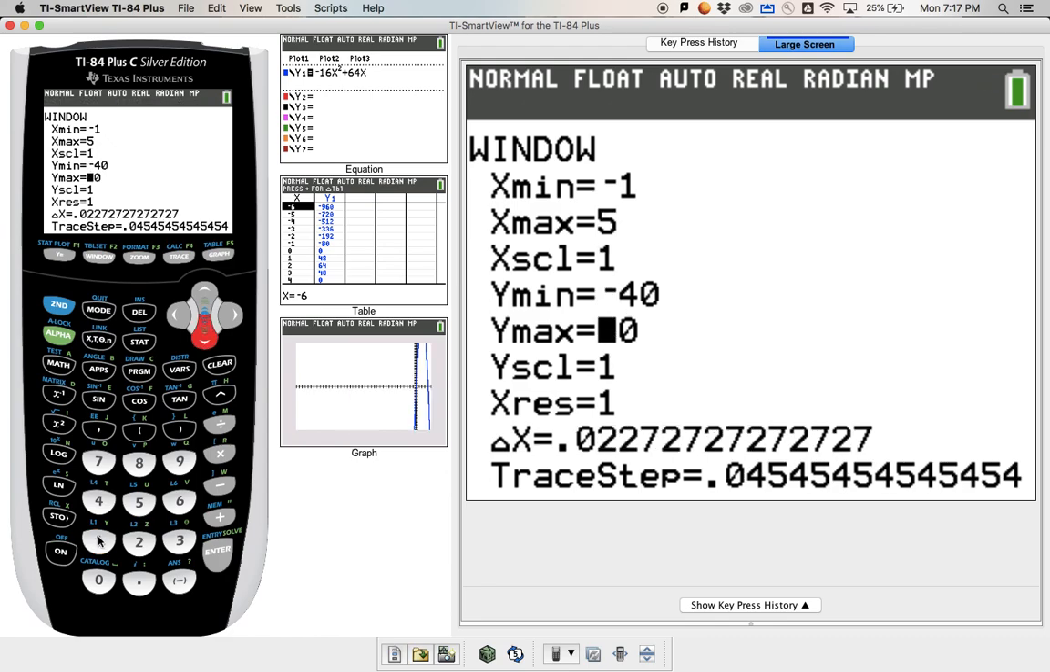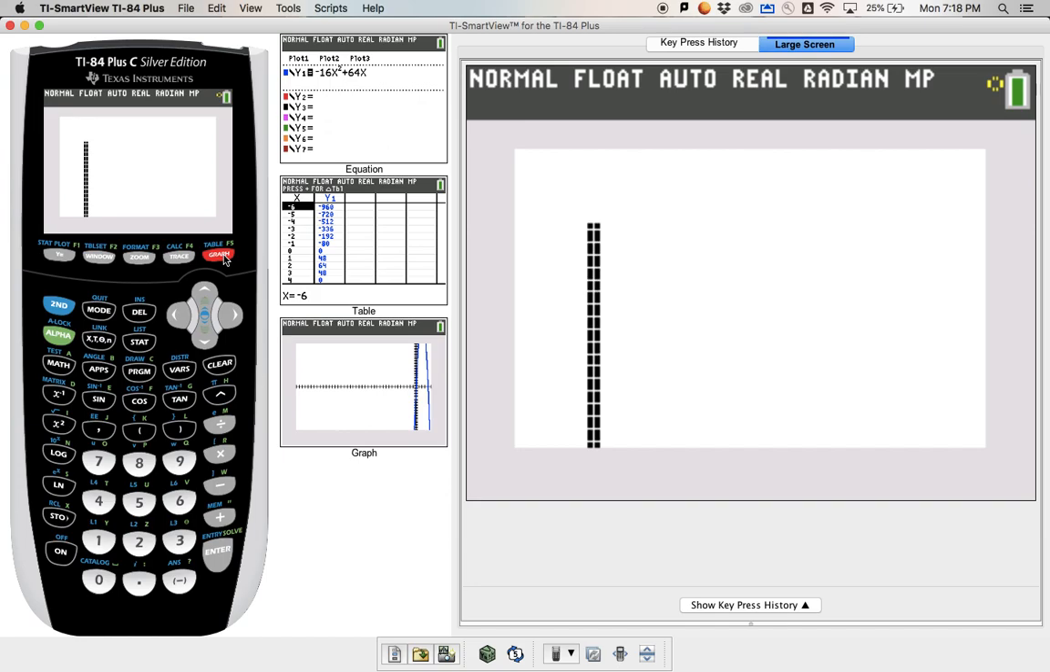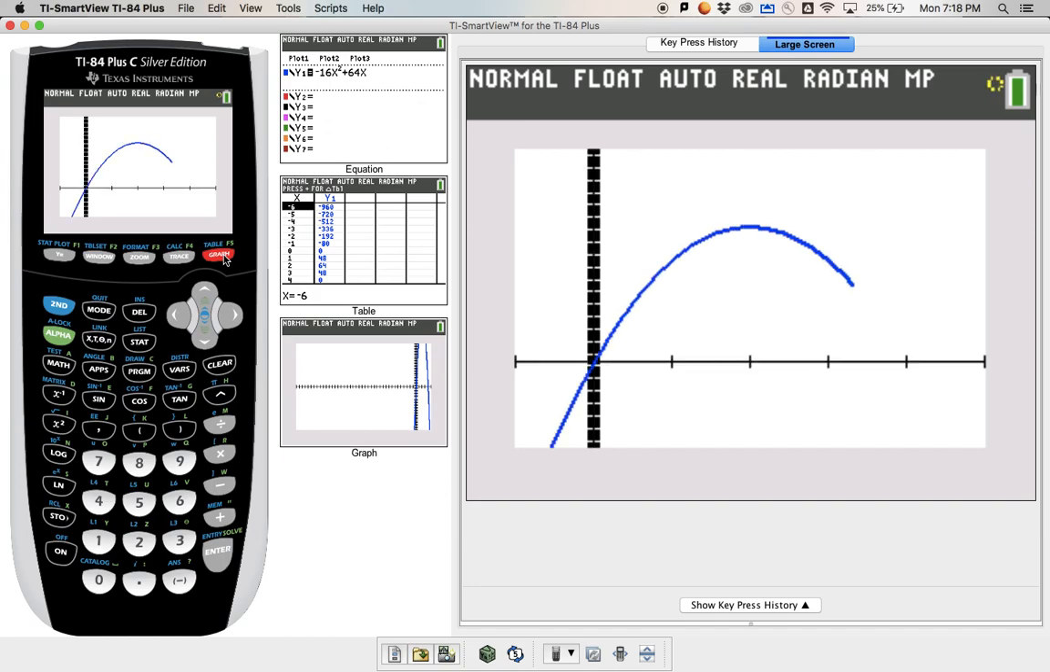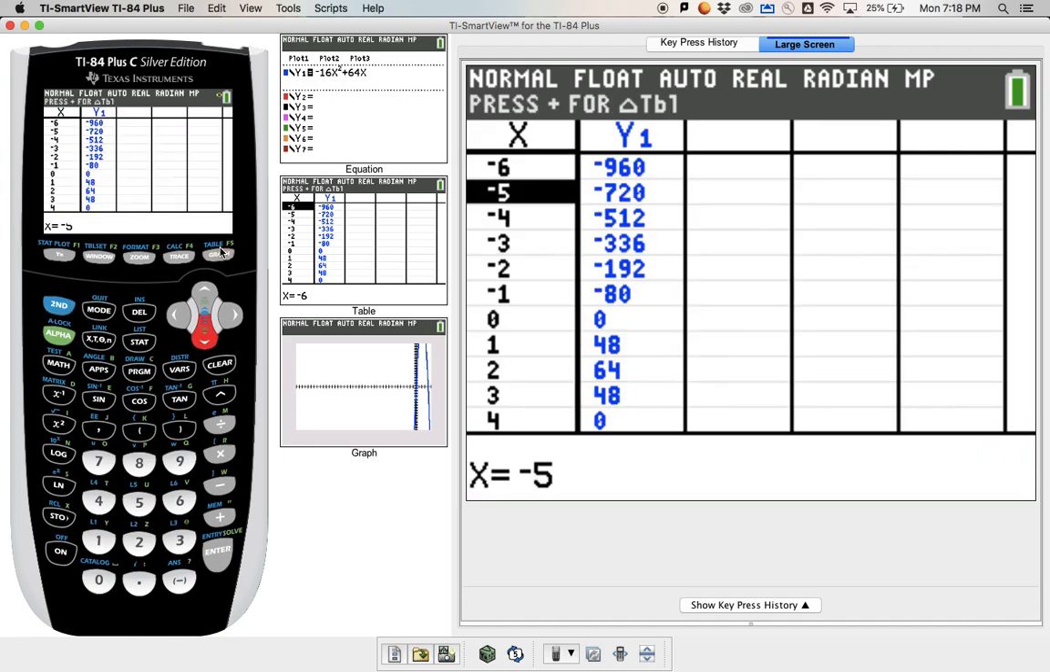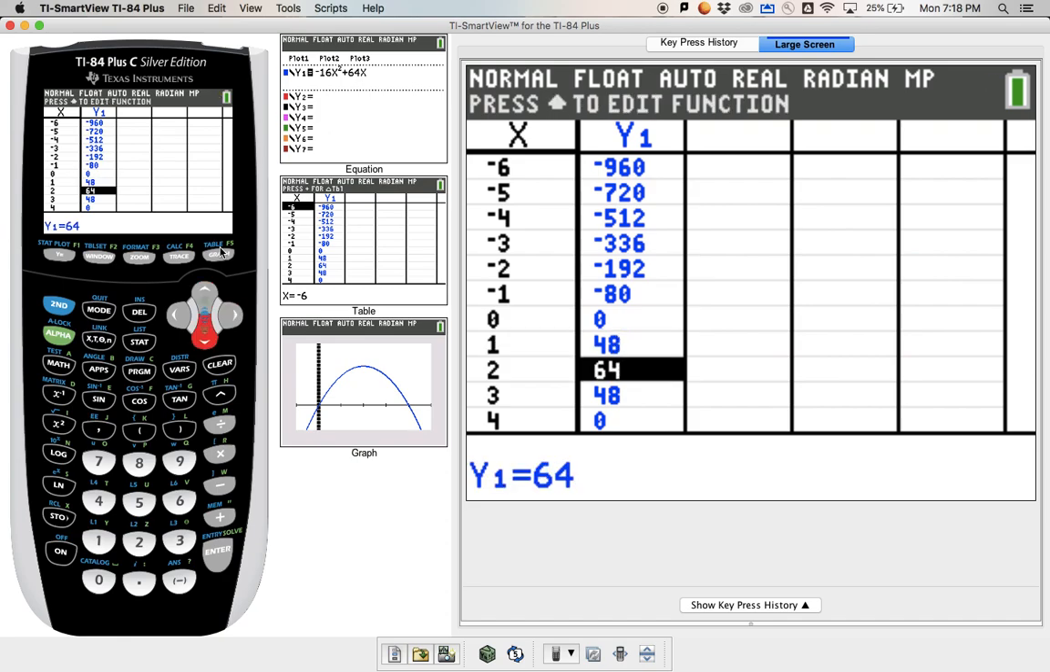So apparently we're going to see if it goes up to 50 feet. And our y max right now is at 40, so I'm going to change that to like 100 or something like that, just so I can see the full graph. And, yep, looks like we can see the whole graph. Okay. Now to see if it hits 50, we could just go and look at the table. And it looks like at some point here, between 1 and 2, it hits 50 somewhere.